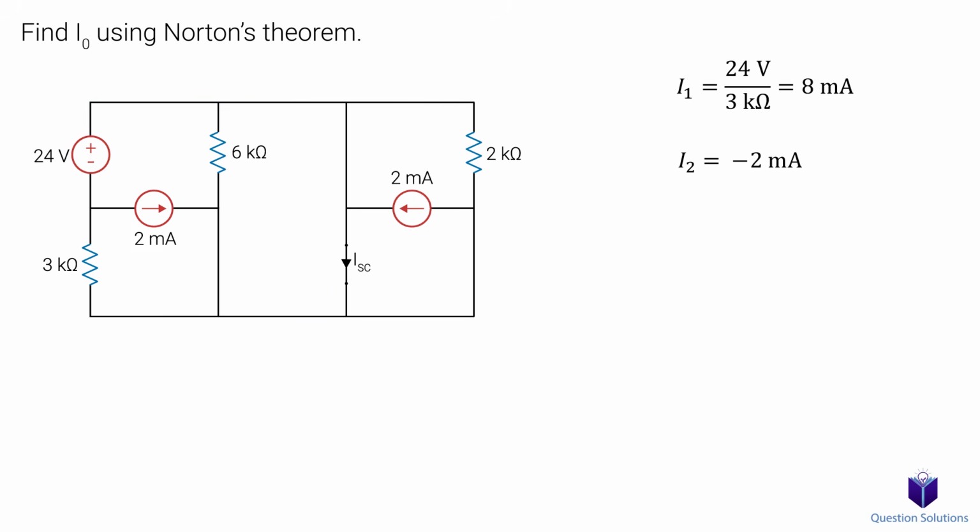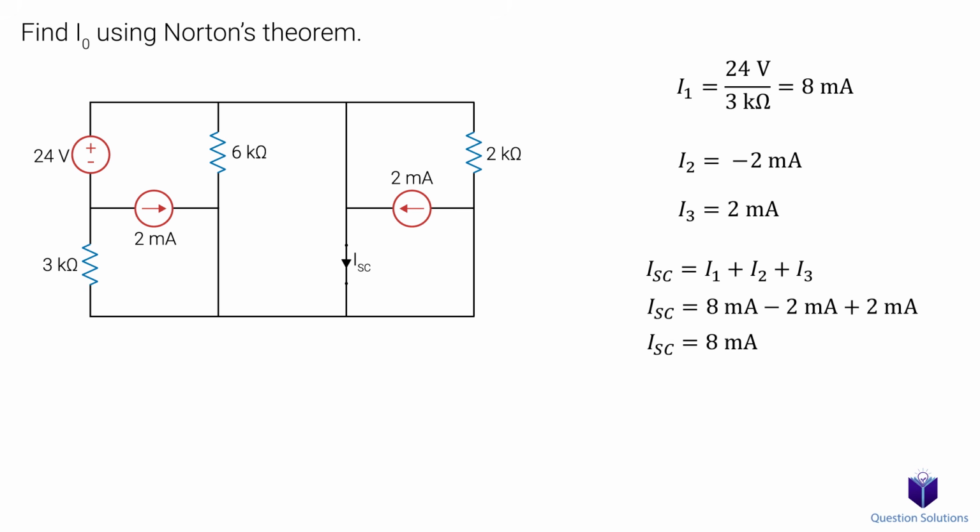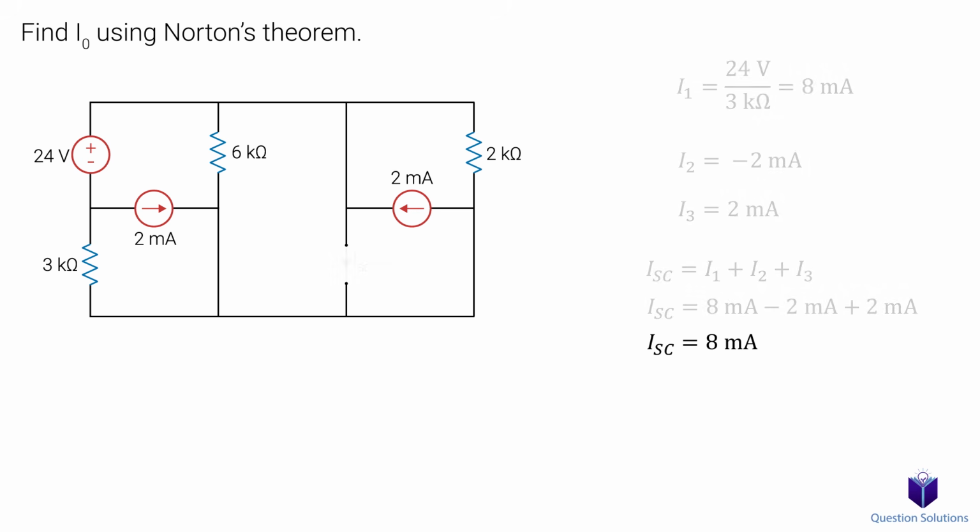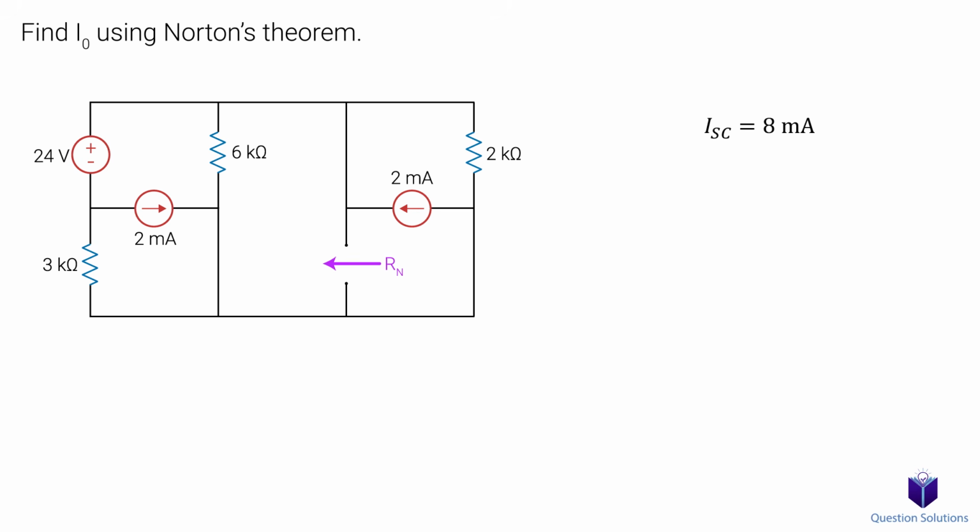Now we can focus on the last current source and remove the other sources. I'll remove the straggly wires. Notice again that due to our short circuit, the current will only flow in this loop. This time, the current flows in the same direction as ISC, so it'll be 2 milliamps. The total ISC value is then the addition of all the values we found. We get 8 milliamps. The next step is to figure out our Rn.